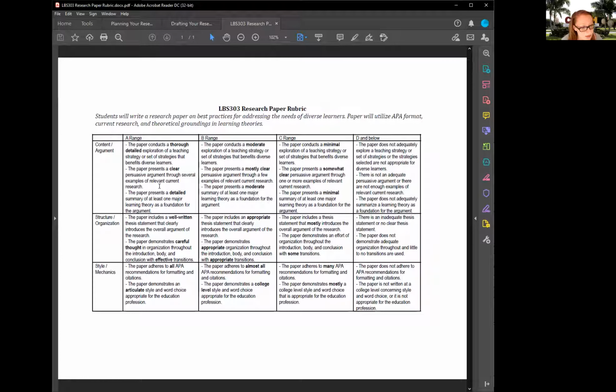Okay, the next section here is structure and organization. So this is important when we're writing a research paper, particularly in APA. The paper includes a well-written thesis statement that clearly introduces the overall argument of the research. Of course, we must have a thesis statement. It should be in the first couple paragraphs of your paper. Somewhere in that introduction, I should be easily able to identify a sentence or two that tells me what this paper is going to answer, what questions, and stated clearly what your conclusions will be in this paper.